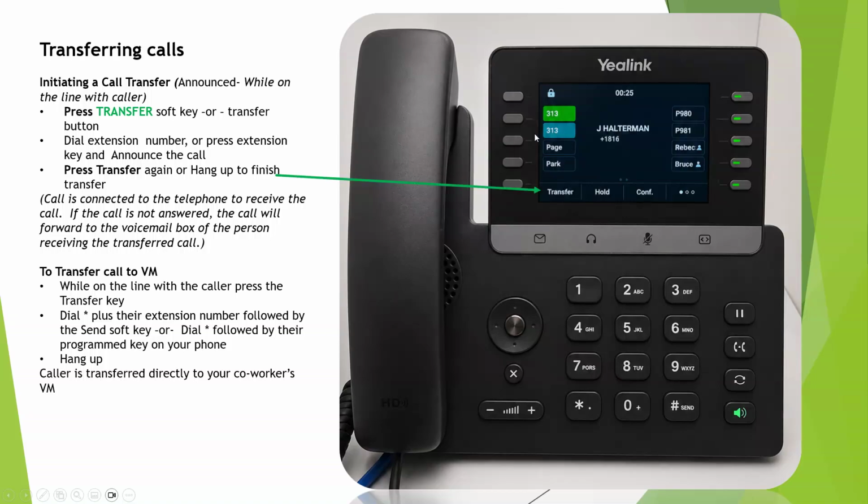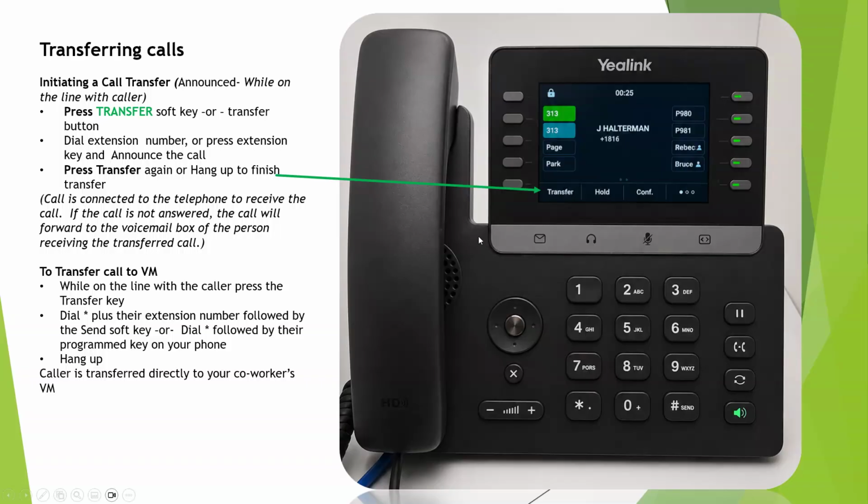Transferring calls. You can transfer, or you can transfer directly to voicemail, whichever one you want. While you're on the phone with a person, again, you're going to have the main options of transfer, hold, or conference. You're going to press the transfer button to do that, and you can do that here or you can do it here. It's the same thing, whichever one you want. When you push that, the caller is going to go on hold. Then you can dial an extension number or you can dial an outside number, whatever you want.